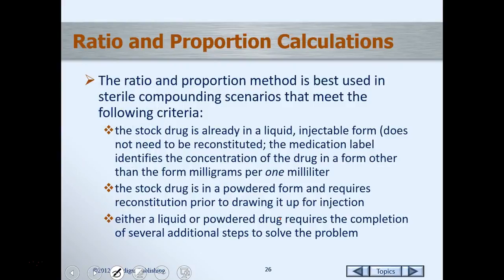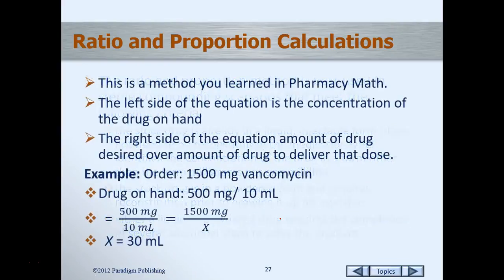Now, the ratio and proportion method is best used in sterile compounding scenarios that meet the following criteria. The drug stock is already in a liquid, injectable form, doesn't need to be reconstituted, and even if it does, once we're given the amount of reconstitution, we can use that concentration. Or the stock drug is in a powdered form, or the liquid or powder requires completion of additional steps. So this is one of the methods you should have learned in pharmacy math. It also was reviewed in the pre-course assessment.